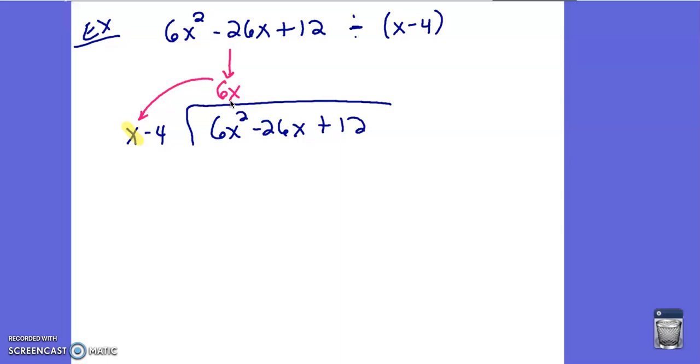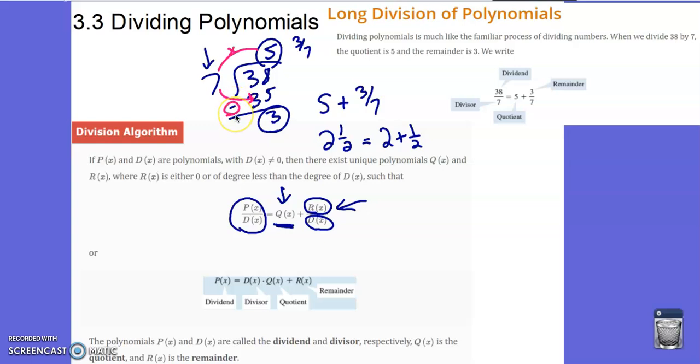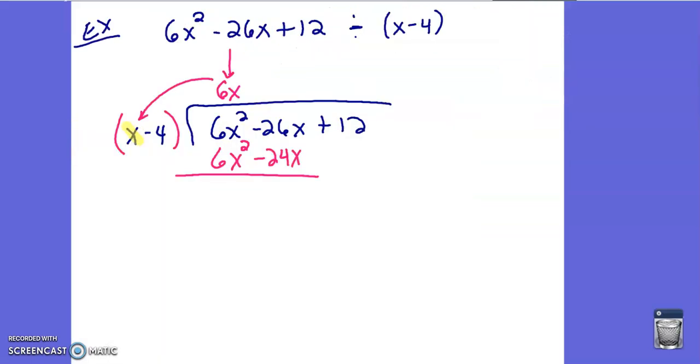Now, once I find that 6x, I'm going to use the distributive property. So 6x times x is 6x squared, and 6x times negative 4 is negative 24x. Now, here's the part that you've got to be careful with. Remember on division, we put a subtraction sign, and then we subtract them. Be careful when you subtract this. It's kind of like the distributive property. Make sure you subtract both terms. So 6x squared minus 6x squared, these cross out. Negative 26 subtract negative 24 is negative 2x.